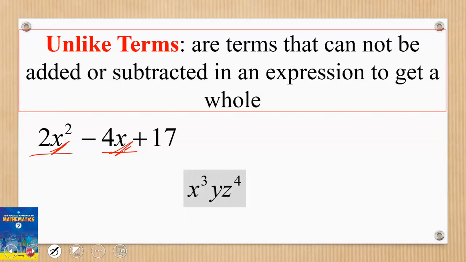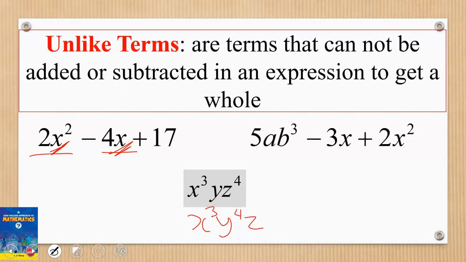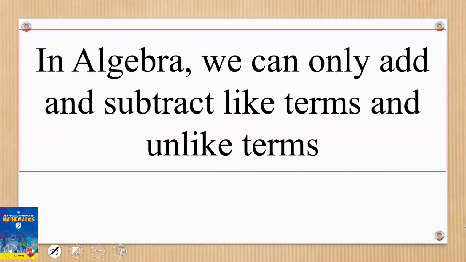Now look at this. If you look at s cubed y to the power z, and if I write another one, s y to the power 4z, we might say they are the same, but they are not. In terms of variable they are the same, but in terms of the exponent they are not the same, so we can't call them like terms. So here, this and this and this are separate terms. In algebra, we can only add and subtract like terms. That will be our next video. We'll learn about that one.